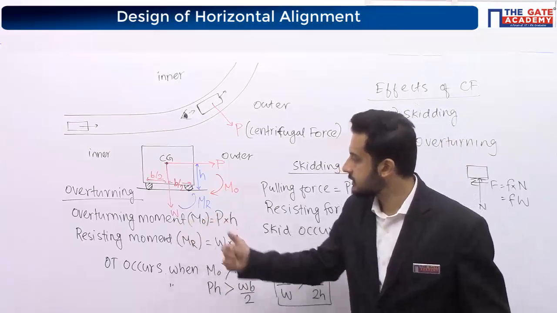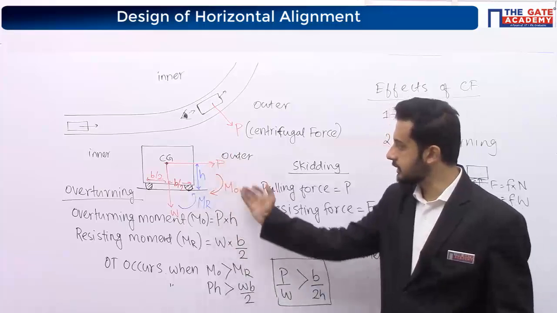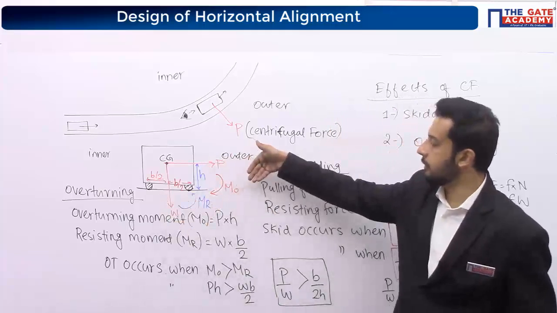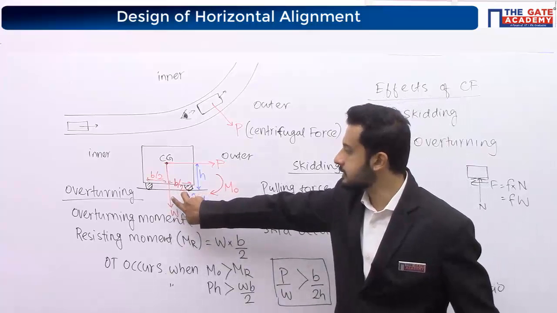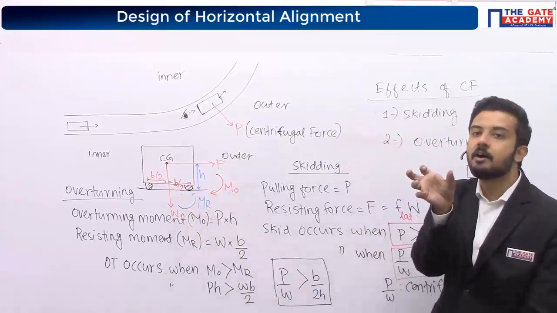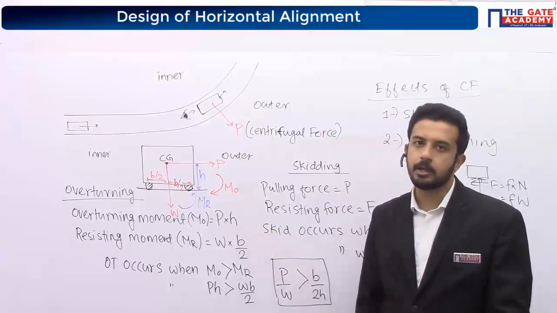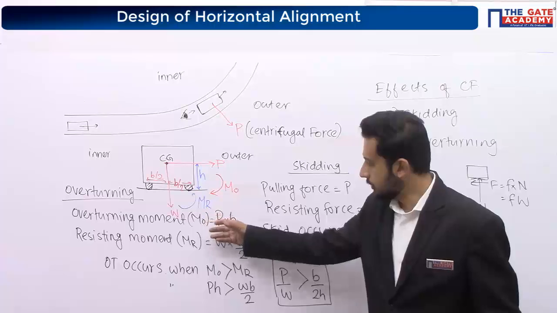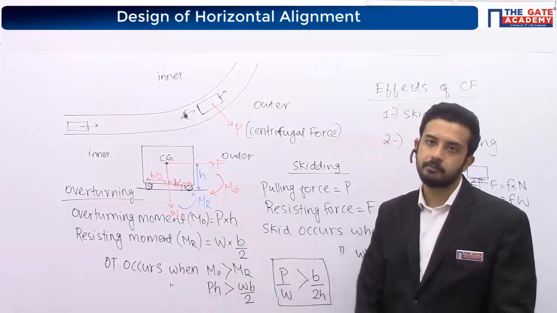Resisting moment. Who is going to resist? The weight is going to resist. Because the overturning moment is clockwise, the weight moment will be in the anti-clockwise direction. So W into half of the distance between the two tires, W into B by 2. So if P into H is more than W into B by 2, overturn will happen.